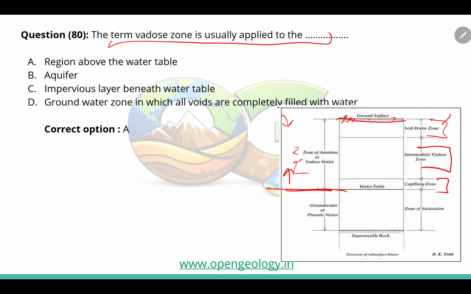Then there is the water table, which is denoted by the reverse triangle. Below the water table the pores are completely filled with water, and we call it phreatic water or the zone of saturation. So the Vadose zone is this. It is applied to the region above the water table.